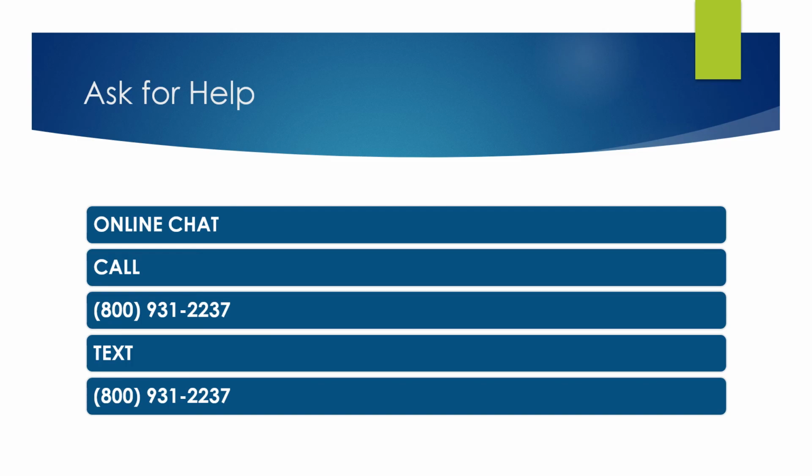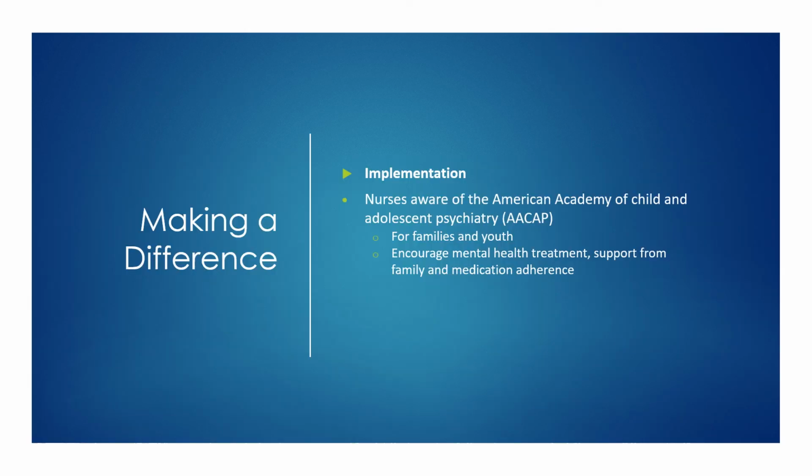It's important that if you have an eating disorder or know somebody who has one, that we support them. There's online chat that can be accessed. You can call 800-931-2237 or text that number for assistance. It's important to make a difference, not just those in the nursing field, but anybody who has a loved one with an eating disorder. It's important that we're able to implement and support these individuals.